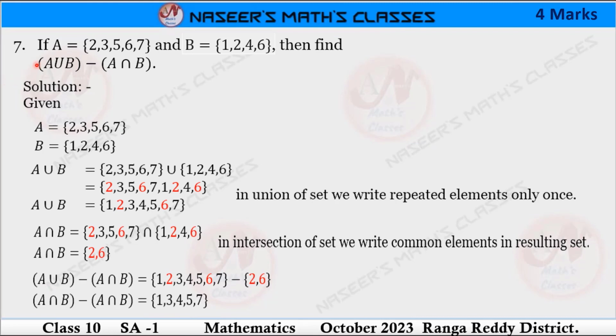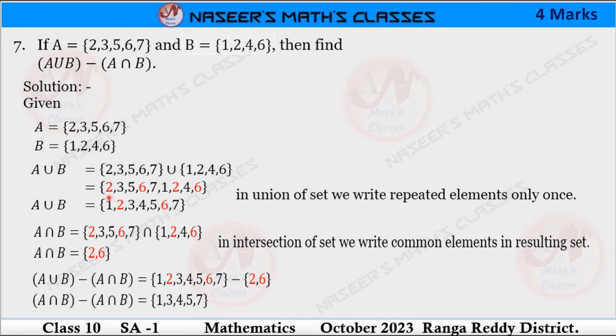We are going to solve this seventh problem. In this problem it is given that if A is equal to 2, 3, 5, 6, 7 and B is equal to 1, 2, 4, 6, then find A union B minus A intersection B. To find A union B, we write A union B is equal to set A 2, 3, 5, 6, 7 and union set B 1, 2, 4, 6. We write all the elements together, then we can write set of 2, 3, 5, 6, 7, 1, 2, 4, 6.